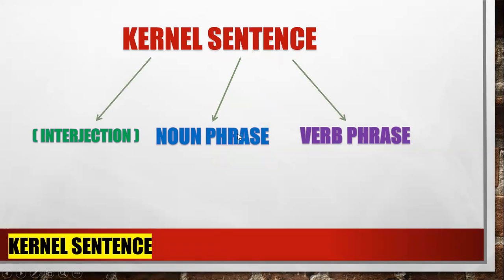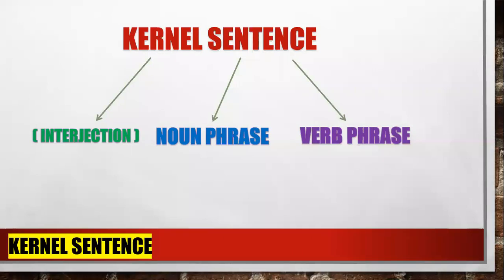A kernel sentence is composed of two main elements, a noun phrase and a verb phrase. And sometimes we can also use an interjection. Do you know what an interjection is? Can you remember what an interjection is? Can you tell me? What is an interjection?